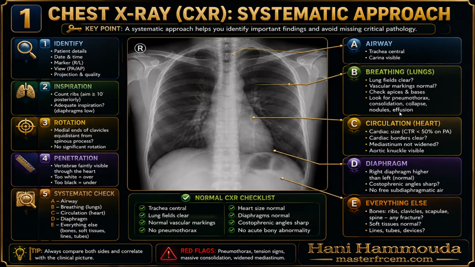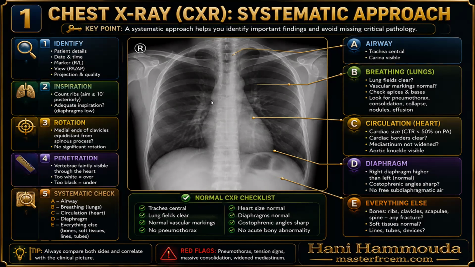Easy? Anyway, I will show you the slide, okay? Circulation, it means what? The heart. So you will check the cardiac size. Normally, the cardiothoracic ratio is less than 50% on PA view. How to calculate? You will measure the heart diameter and the thorax size, and the ratio should be less than 50%. Okay. Cardiac borders clear.